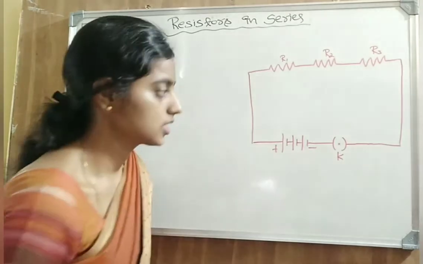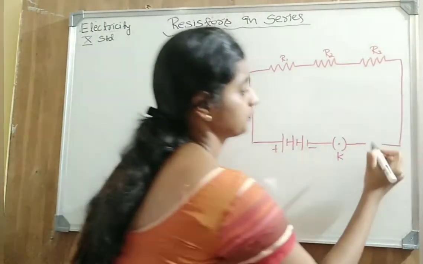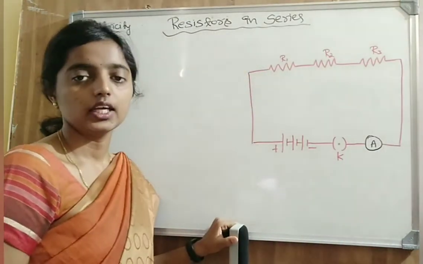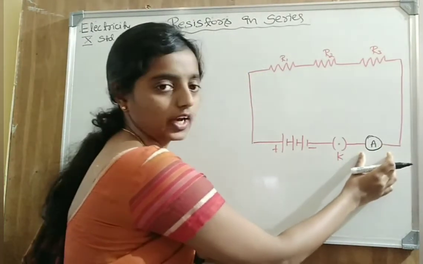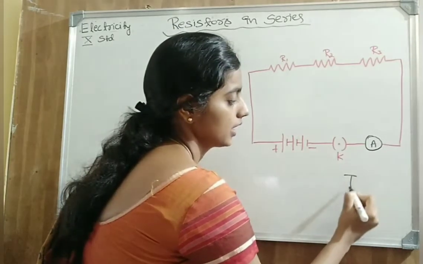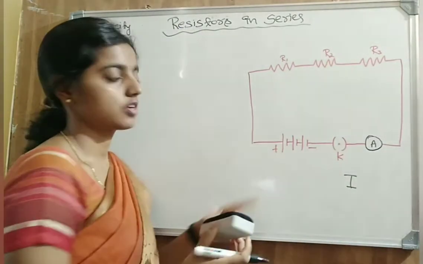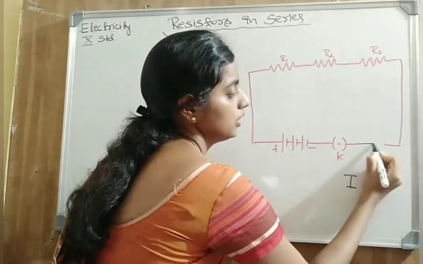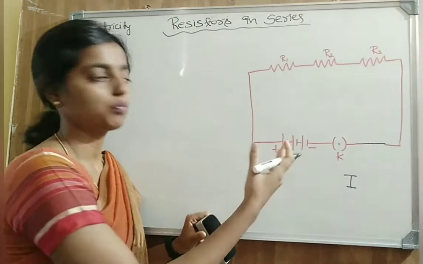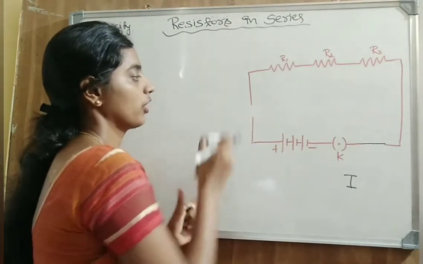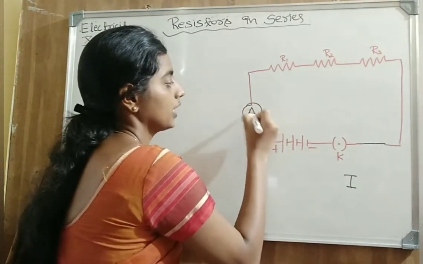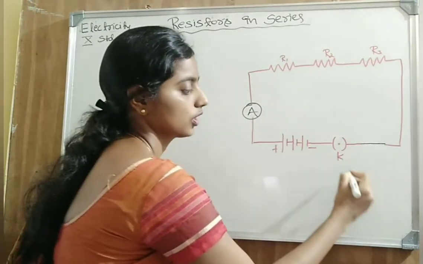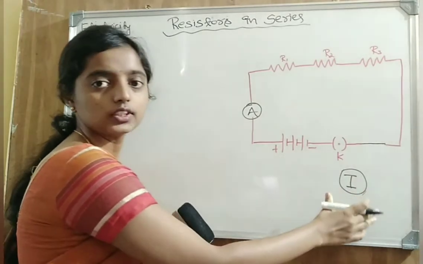Let us place an ammeter here. Now plug the key and note the reading of current. Let us say we got I as a result. So this is our first case, and in the second case, we will place the ammeter in a different position. Let it be here somewhere. So now again plug the key and note the reading. What happens? We got the same value of current.